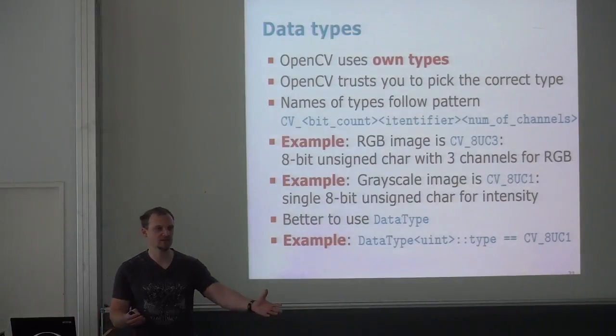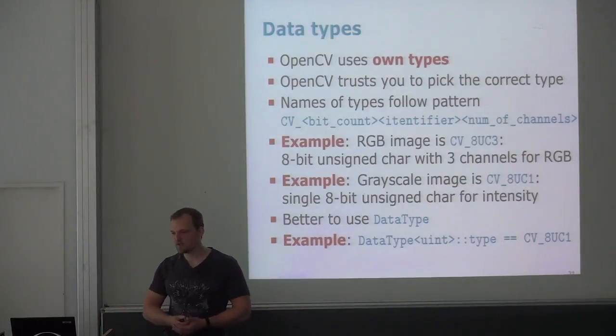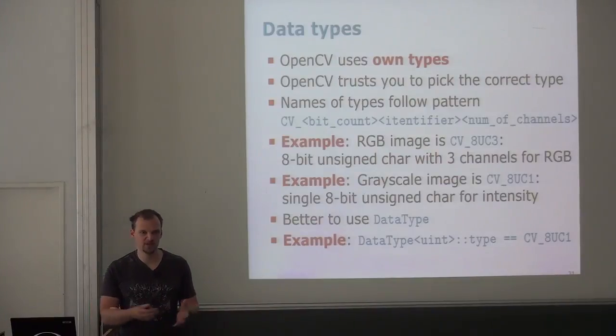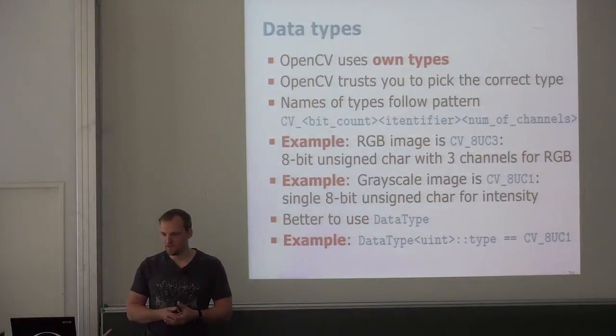Like, why do I see this and not what I expected to see? So that's why thinking about types in OpenCV is important, but we're going to try to develop a couple of techniques that can help us with that.